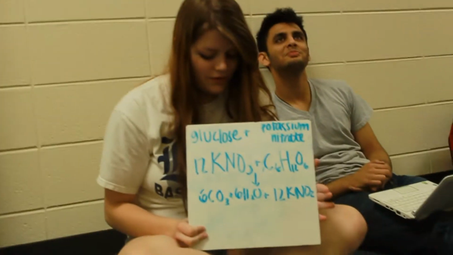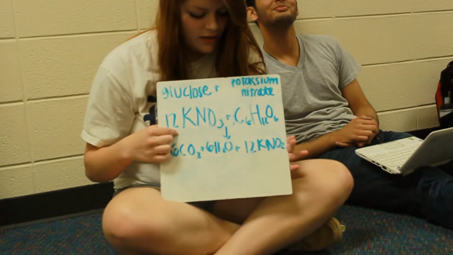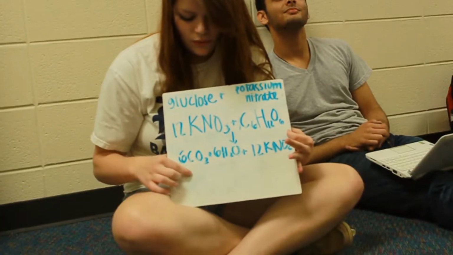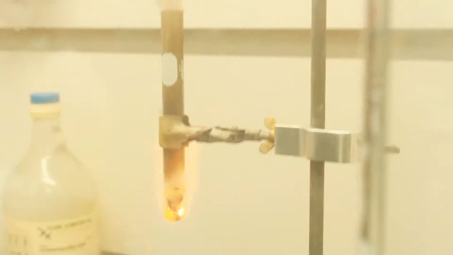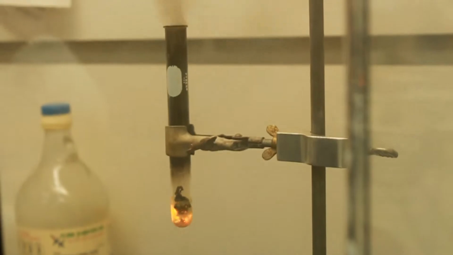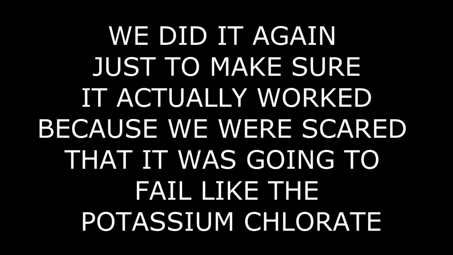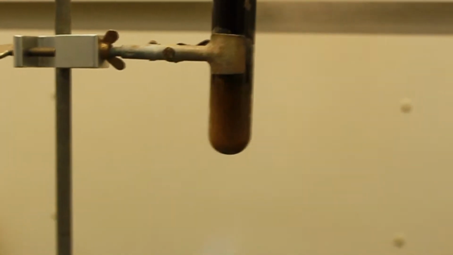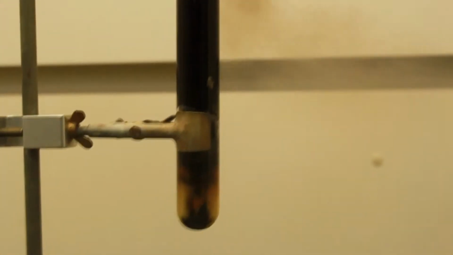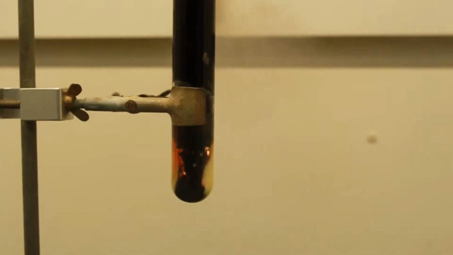Okay, now we'll do the experiment of glucose and potassium nitrate. That's potassium nitrate, and it makes CO2 and H2O and KNO2. It worked! Ew, that looks disgusting. Turn it on. Oh! Black magic. Look at the reaction. Did you hear that?